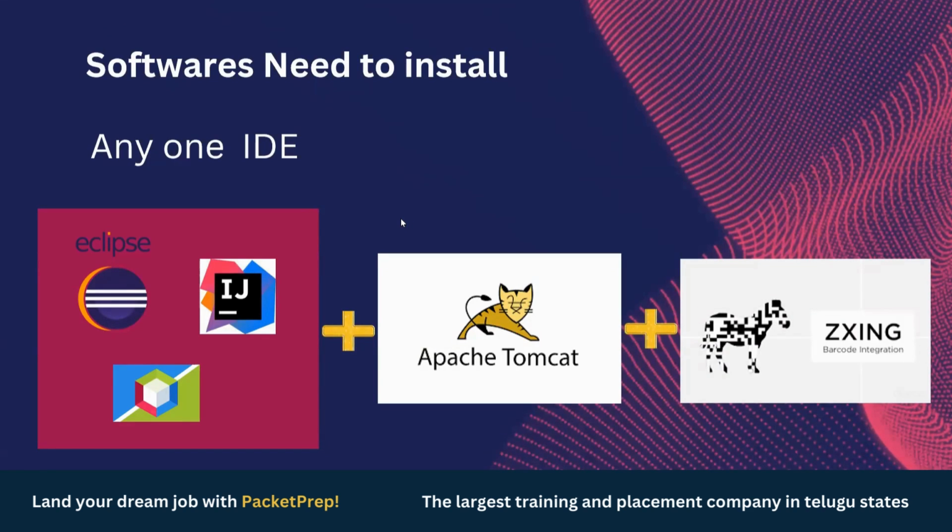Before starting to create the project, we need some software: an IDE, a server, a Tomcat server, and a library to convert text into an image. So we'll install these first, and after this we'll create the project. Make sure you have a basic idea about servlets and JSP, because without it you won't understand this, since we are going to create this project using servlets and JSP. Let's start installing.